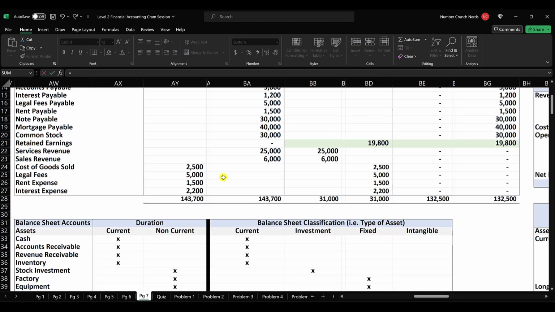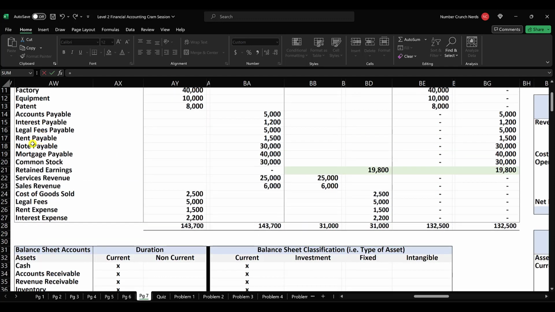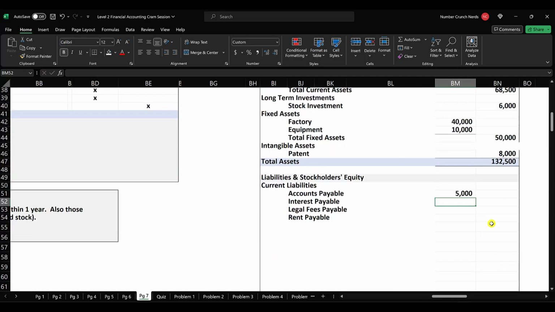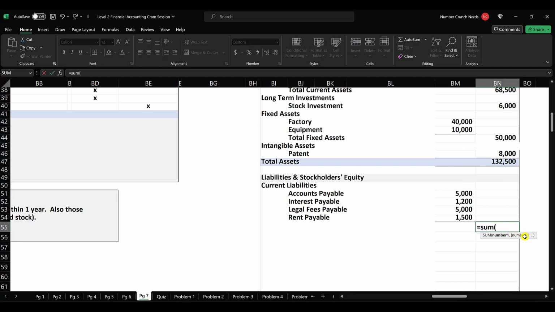I'm going to go back up here. I'm going to grab my balances, starting with that one. I'm going to drag this down. I'm going to put a line that we are doing a summation. I'm going to add these up. And then after that, I am going to identify what this number is.